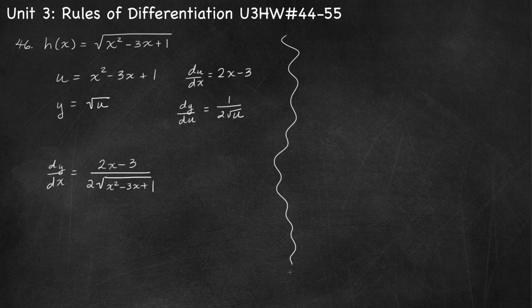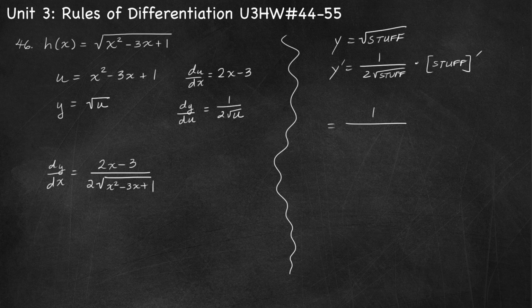Okay, and then again, the mental math way, this is in the form of y equals square root of stuff. So I know my derivative is 1 over 2 root stuff times the derivative of the stuff. Okay, so it's 1 over 2 square root of stuff, which is the x squared minus 3x plus 1, times the derivative of the x squared minus 3x plus 1, so times 2x minus 3. And you can see that still gets us to the same answer.